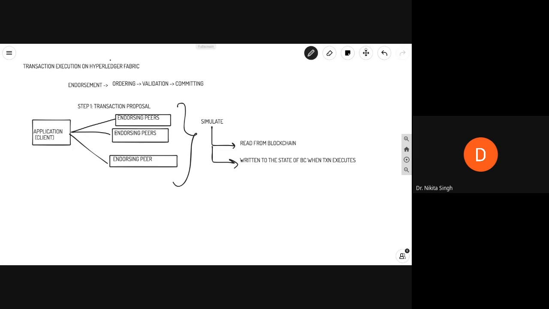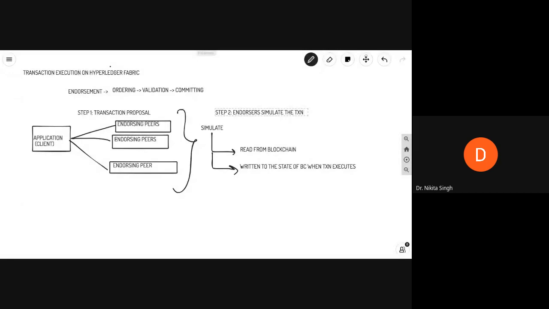Step 2 means you have endorsers that simulate transactions. So endorsers simulate the transaction. This is step 2. Now let us see what will happen next as the transaction executes.